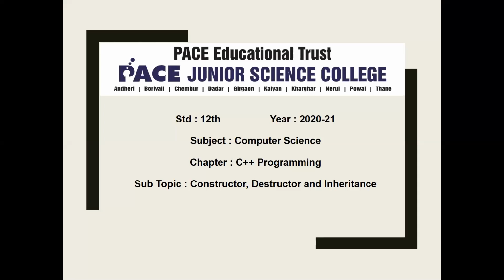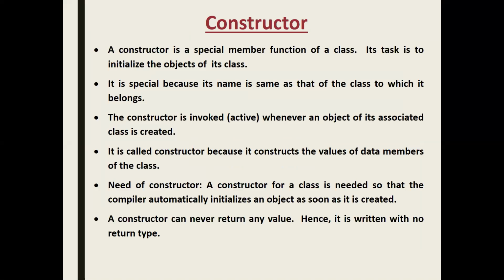Constructor is nothing but a special member function. It has to be declared under the public section. And this constructor does not have any return type. So these are the things which I was talking about. These are the characteristics of constructor. So the question will be like, what is constructor and what are the characteristics of constructor?